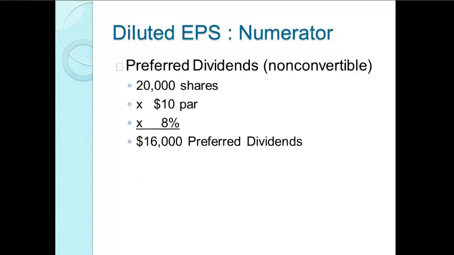Also in the numerator is the preferred dividends. So you take the 20,000 shares times the $10 par times the 8%, and you get $16,000 for preferred dividends, like it was already in the basic EPS.